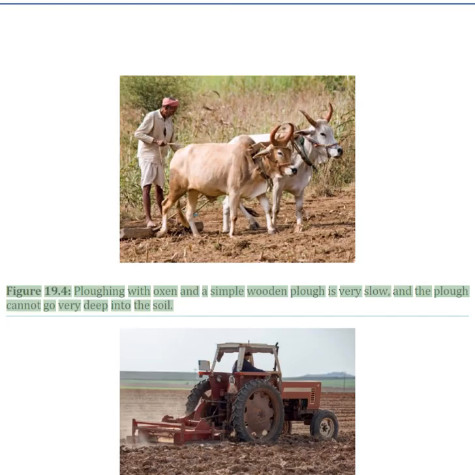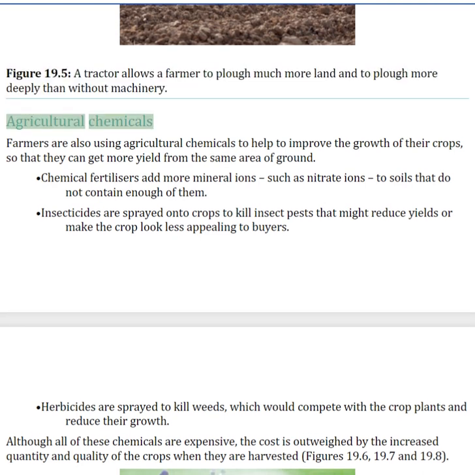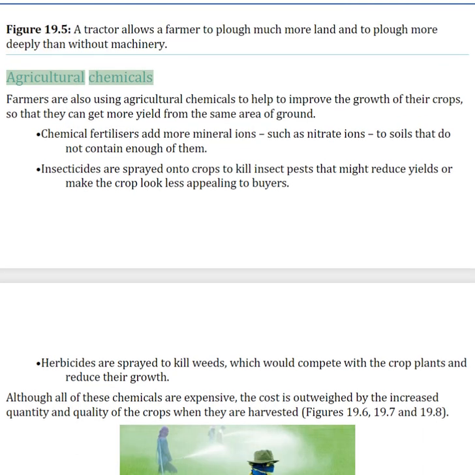Figure 19.4: plowing with oxen and a simple wooden plow is very slow, and the plow cannot go very deep into the soil. Figure 19.5: a tractor allows a farmer to plow much more land and to plow more deeply than without machinery. Agricultural chemicals.